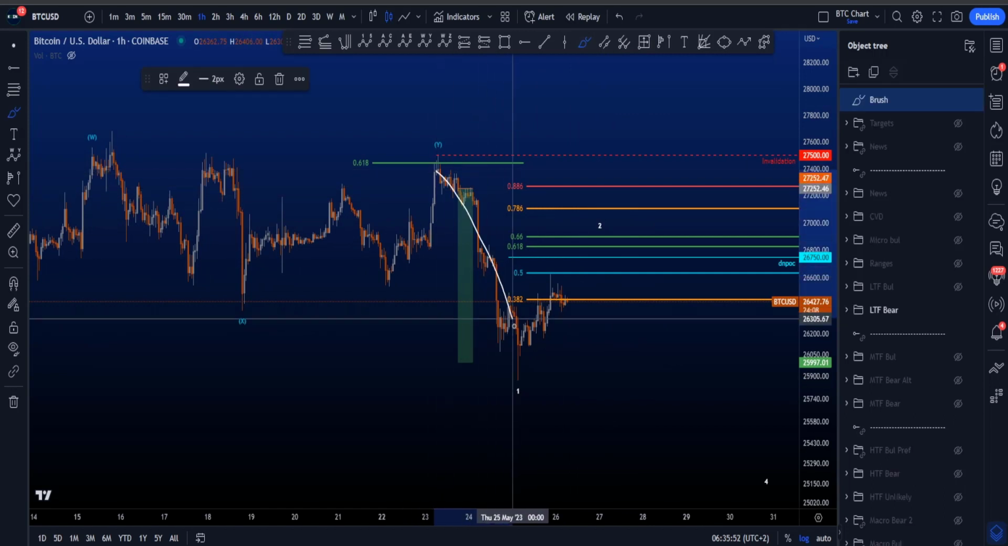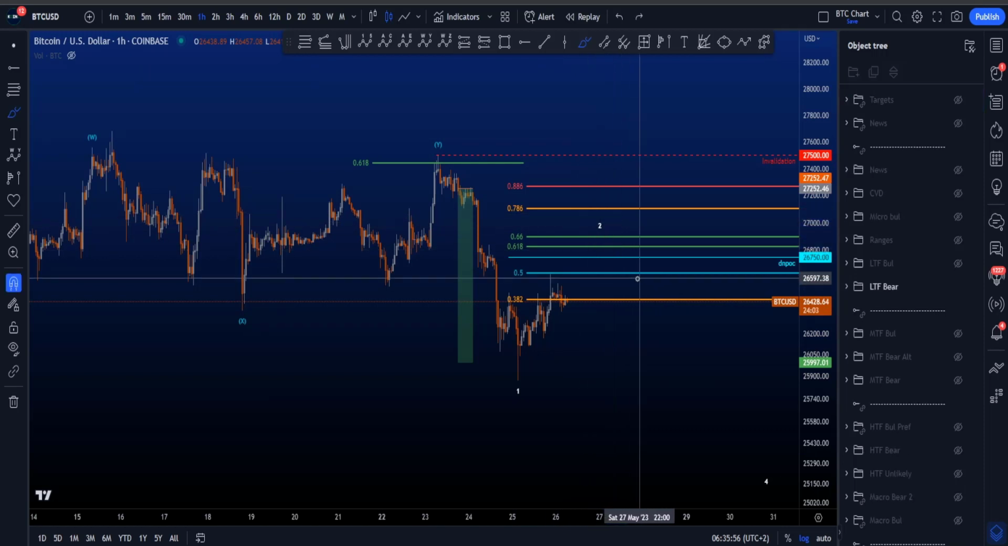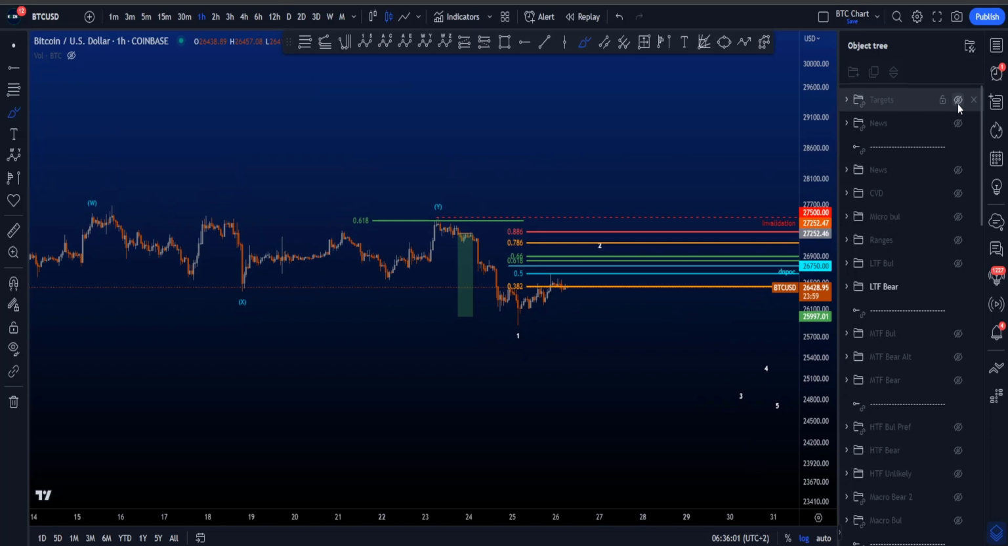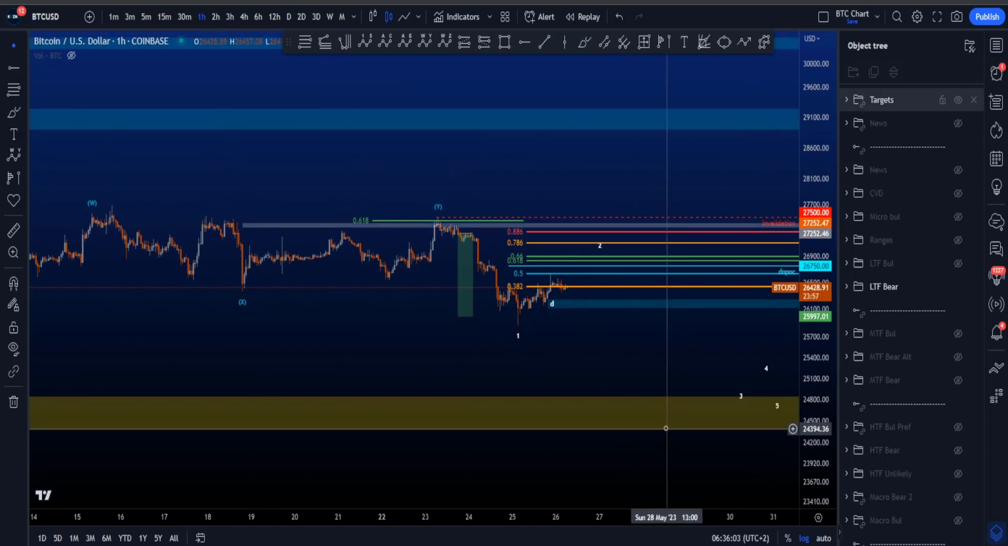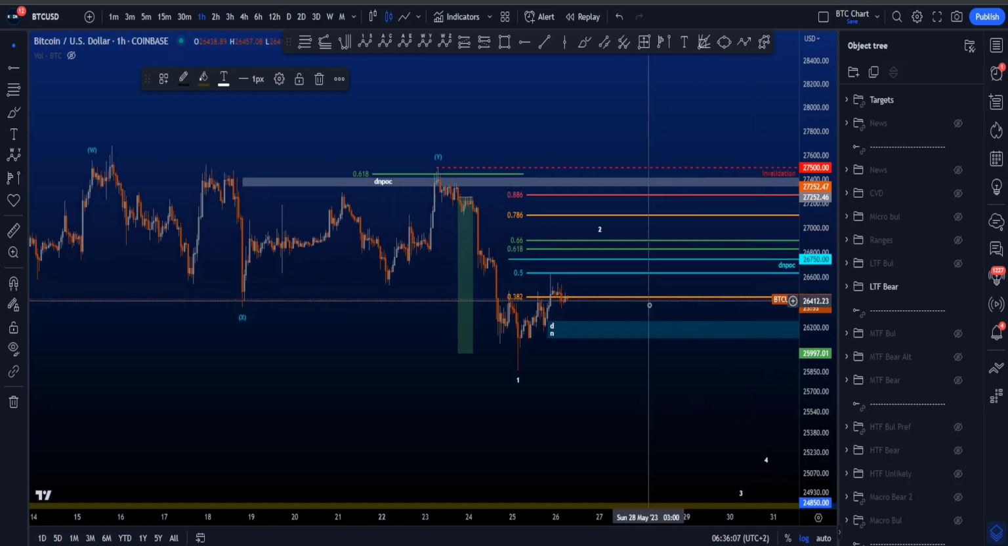In this scenario, this is only the first wave to the downside, now looking for a 3-wave corrective structure to the upside in a wave 2, before then eventually further continuation to the downside, where an interesting target to the downside is that yellow target box that I have between 24,850 and 24.3k.